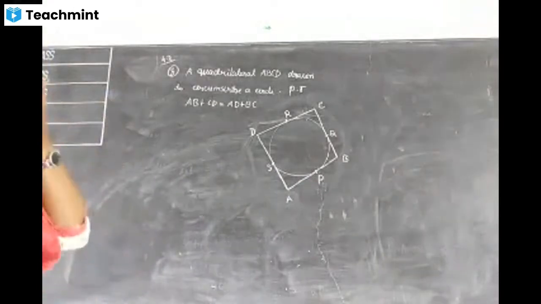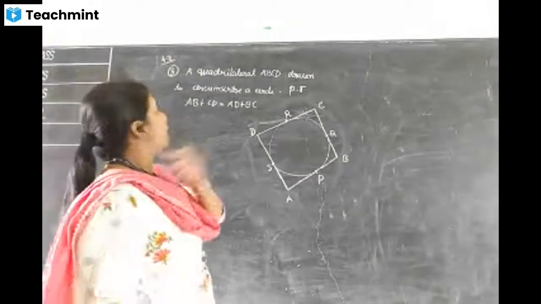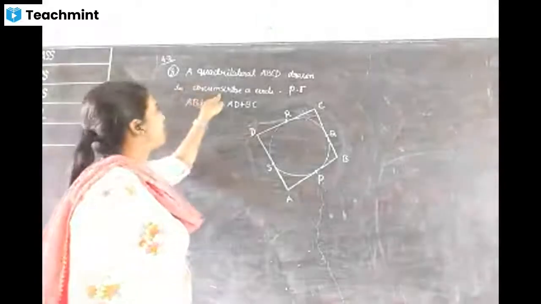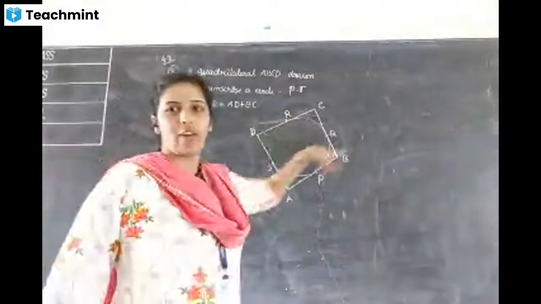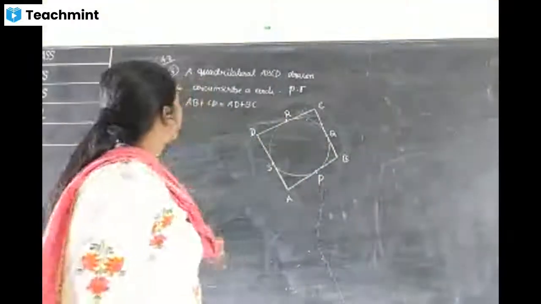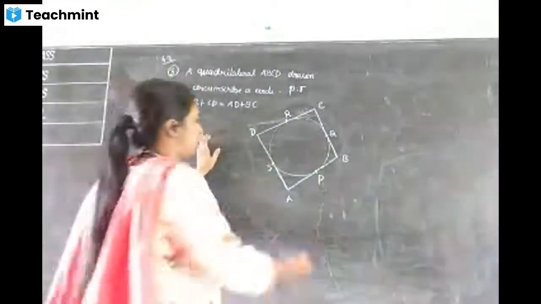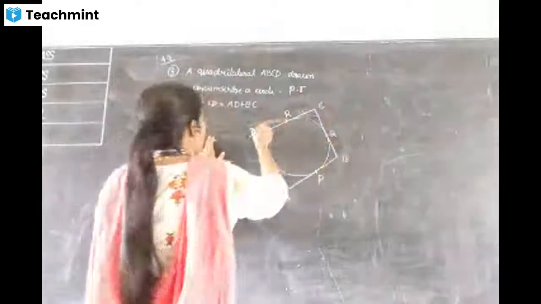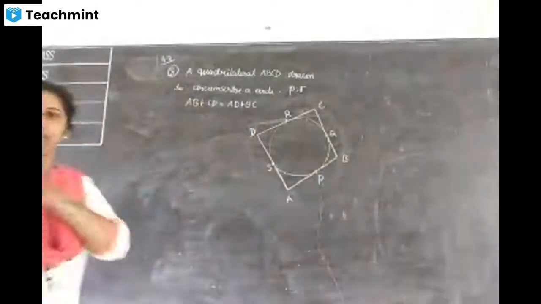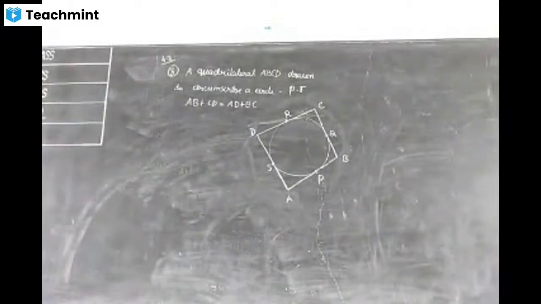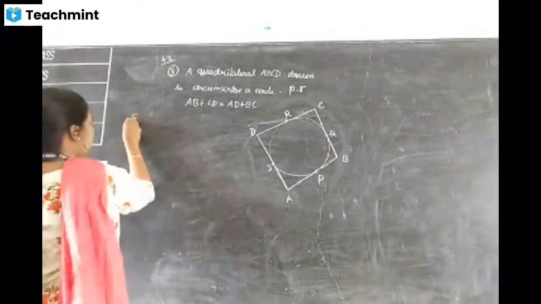Okay. A quadrilateral ABCD drawn to circumscribe a circle. Circumscribe means a circle is inside the quadrilateral. Prove that AB plus CD is equal to AD plus BC. Okay. Before that, we will write the solution.